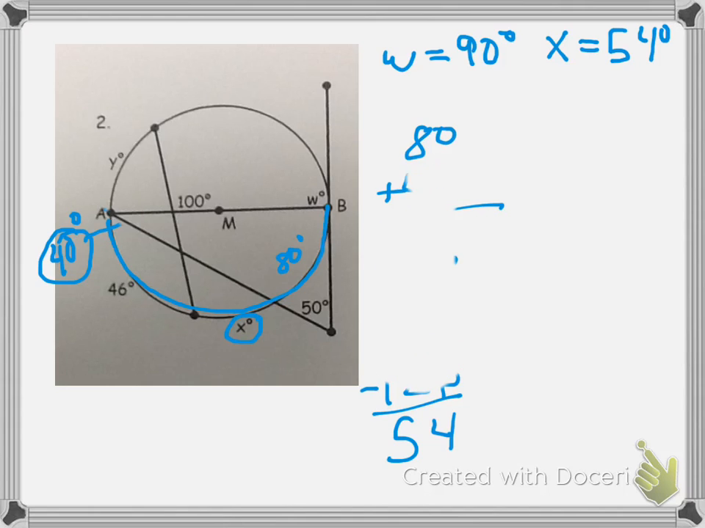All right, so we got that one taken care of. Let's go ahead and erase this.